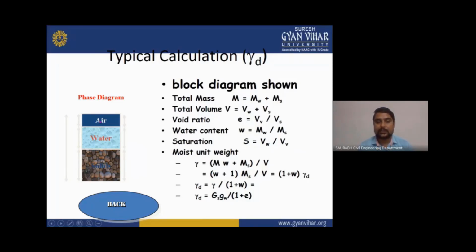Block diagram is showing. First diagram, as you can see, there is air, water, and solids. And total mass will be represented by M, and it will be Mw plus Ms, which means mass of water plus mass of solid, and we do not need to take here mass of air because we assume it as zero. Total volume will become here Vw plus Vs, and void ratio e will be Vv upon Vs, which is volume of voids upon volume of solids, and water content here will be Mw upon Ms, and degree of saturation will be represented by Vw upon Vv. And this is the moist soil unit weight, which is represented by gamma, will be equal to Mw plus Ms divided by total volume, and it will become (w plus 1) Ms upon V, which will be equal to (1 plus w) gamma d.